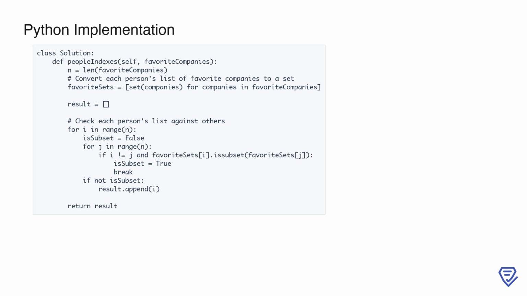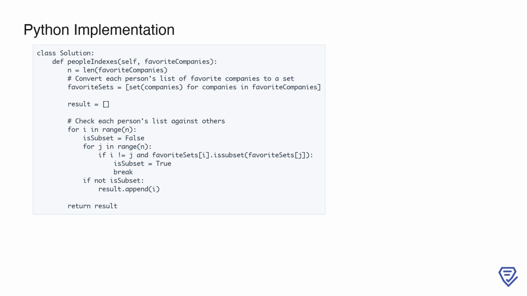4. Subset check. If we find that favorite sets i is a subset of favorite sets j, we mark is_subset as true and break out of the inner loop, as we no longer need to compare person i with other people. 5. Add to result. After checking all other people, if is_subset remains false, it means person i's list is not a subset of anyone else's, so we add their index i to the result list. 6. Return result. Finally, we return the result list, which contains the indices of the people whose favorite company lists are not subsets of any other person's list.